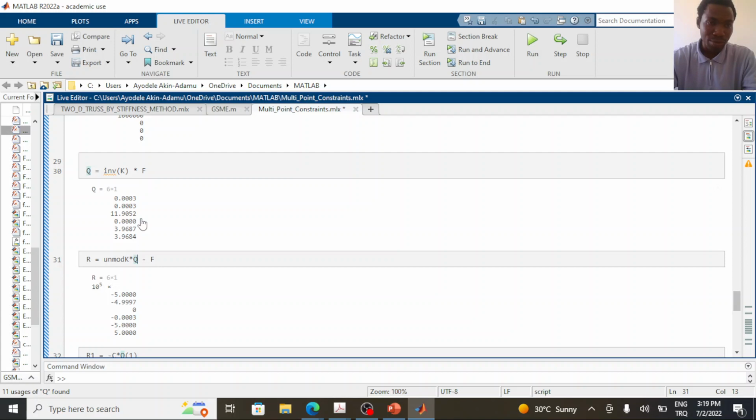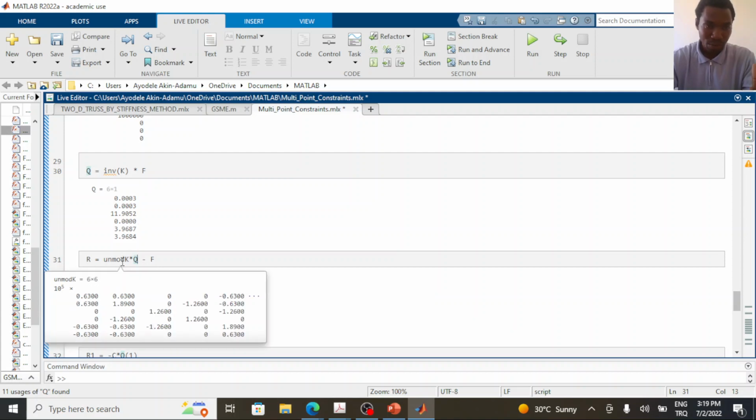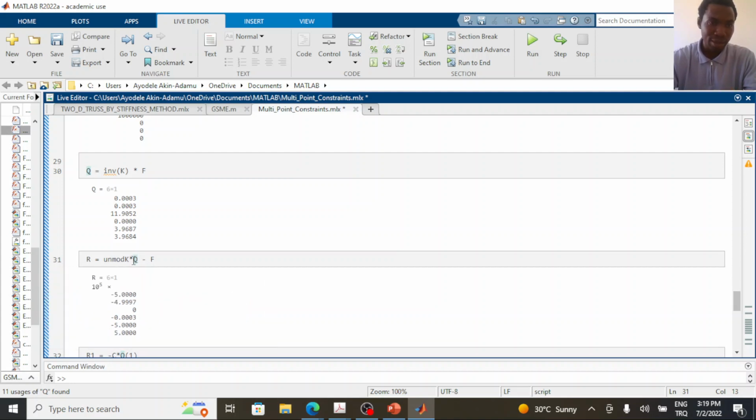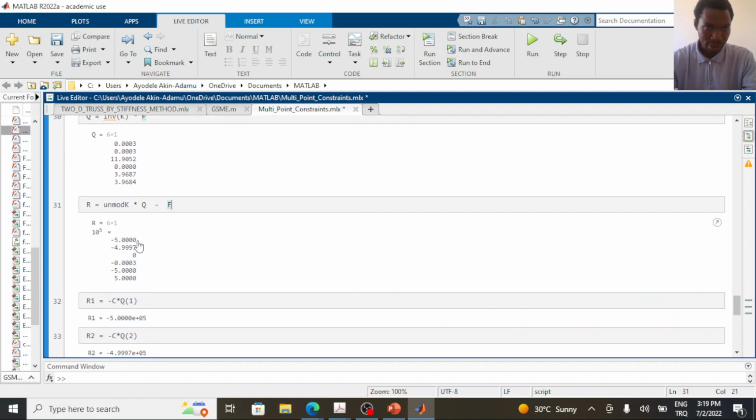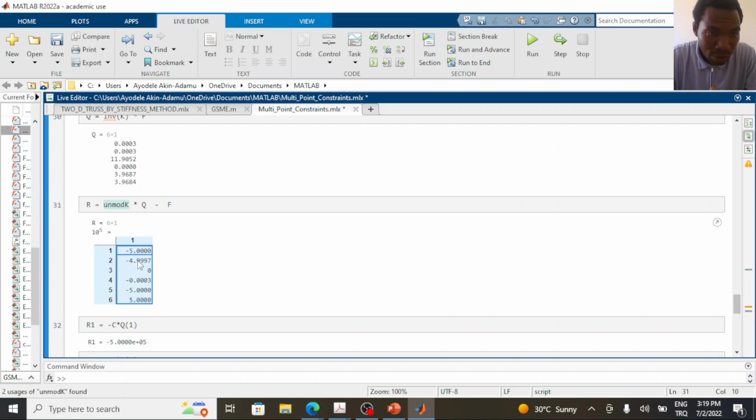because I actually changed the definition when I was explaining the code. This is UN mod K, the unmodified global stiffness matrix, multiplied by Q minus F. So if you run this code, you get this quantity here. So these are the reaction components.